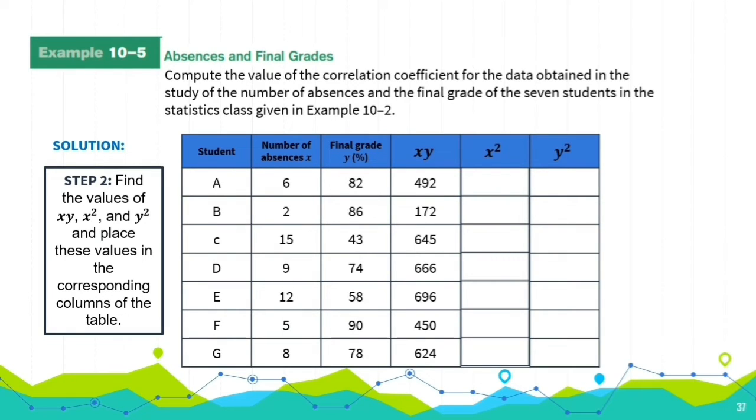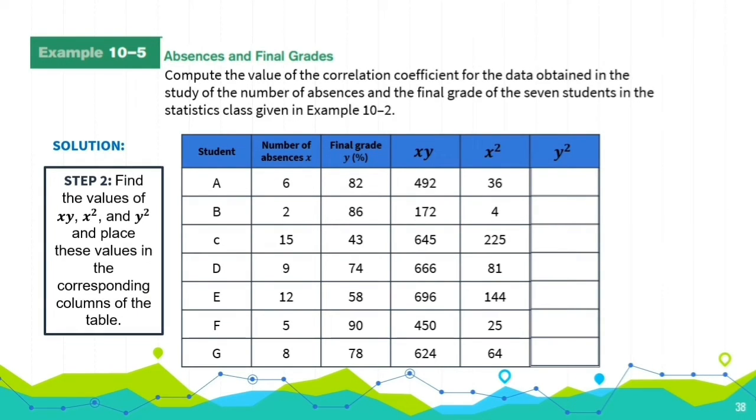Next, we have the x squared. It's the square of x. So we have the x is the number of absences. So 6 squared is equal to 36. 2 squared is equal to 4. 15 squared is equal to 225. 9 squared is equal to 81. 12 squared is equal to 144. 5 squared is equal to 25. And 8 squared is equal to 64.